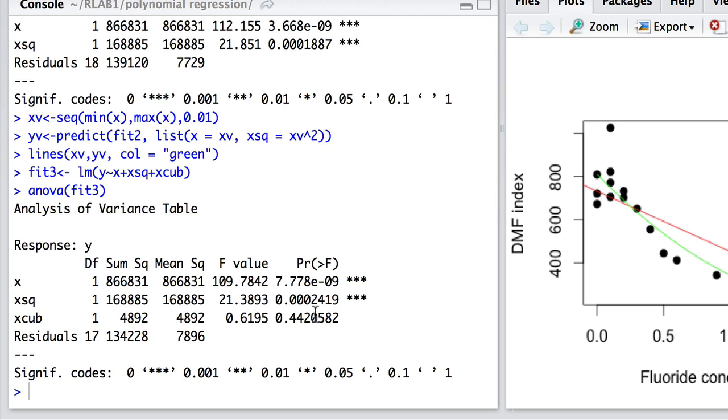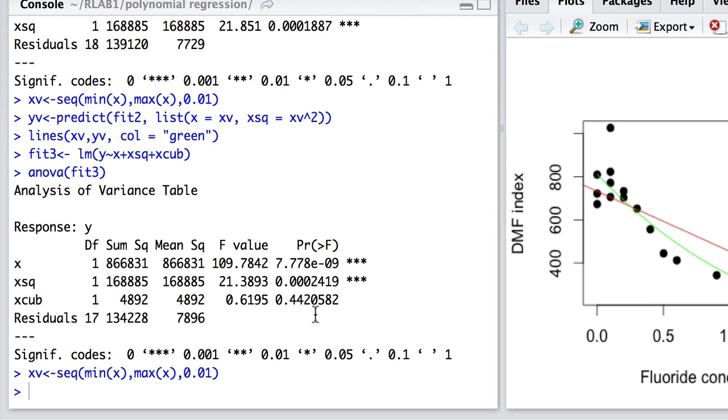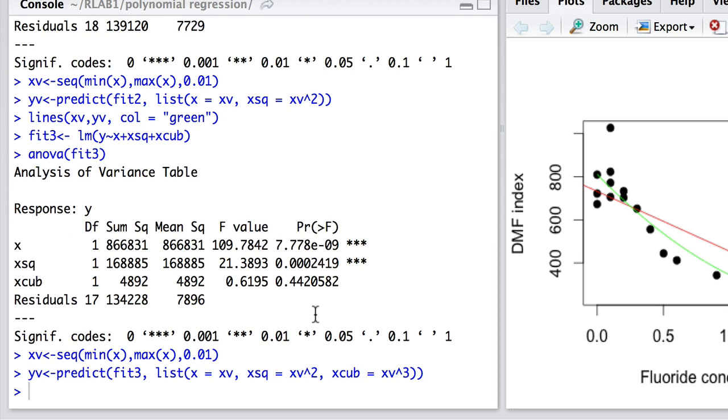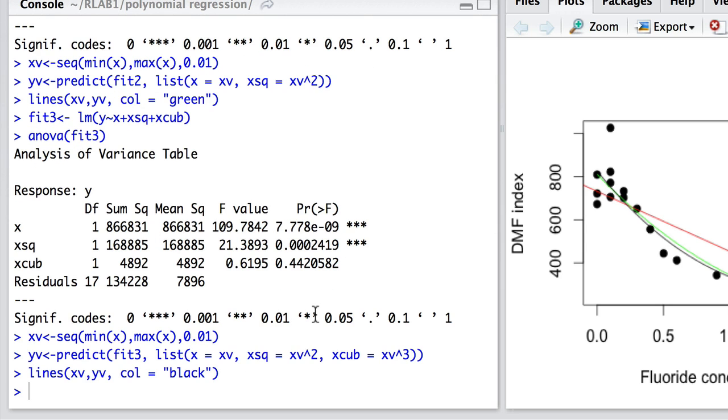Now let's have a look at the fitted model of the x cubed term. Here again I'm defining xv. I didn't really need to redefine it that way because it's defined above. Yv is now the prediction from the fit of that third level, the cubic model, and of course x, x squared, and x cubed from that third model come now from the x values that we are exploring, and we want to join them, and I'm drawing them there in black.